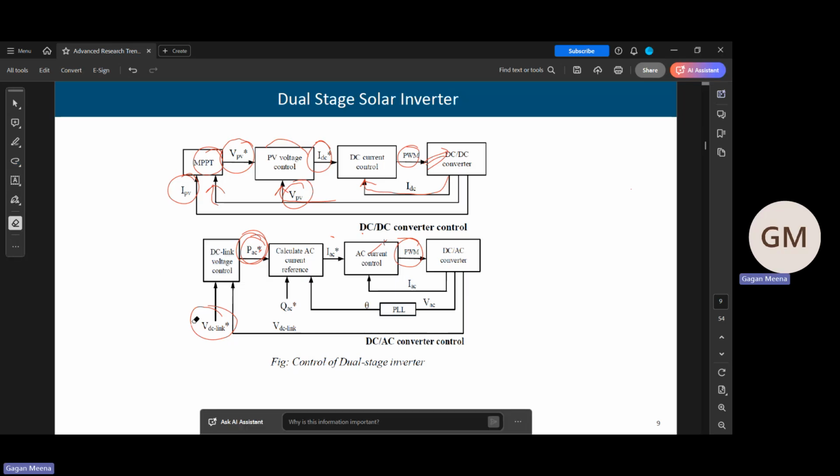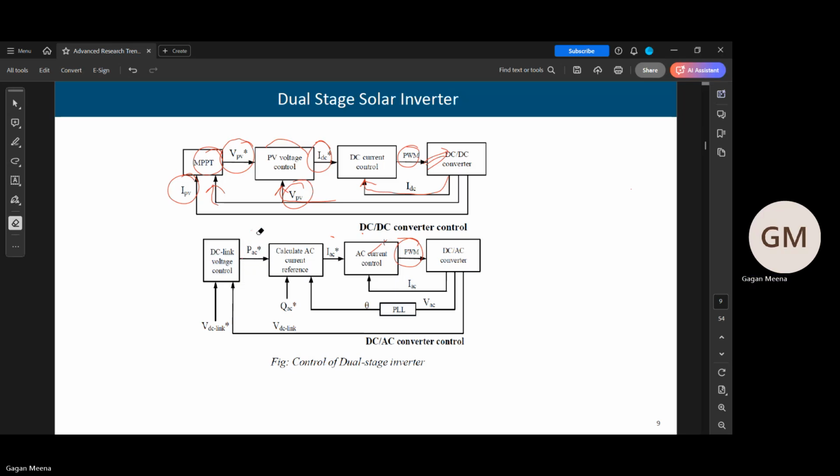Let us check this again. So what we have here is VDC link, the reference for the DC link voltage. The output of the DC link voltage control is the PAC star. And then the AC current reference block.